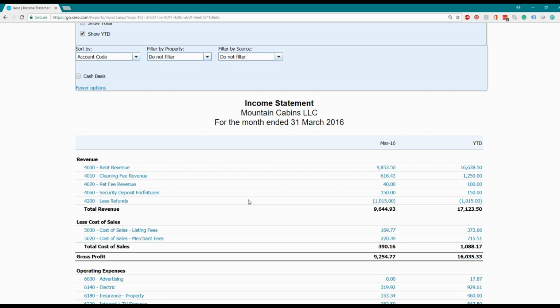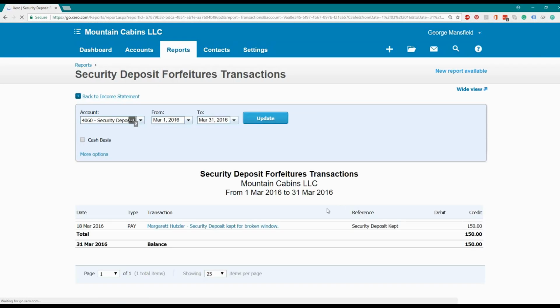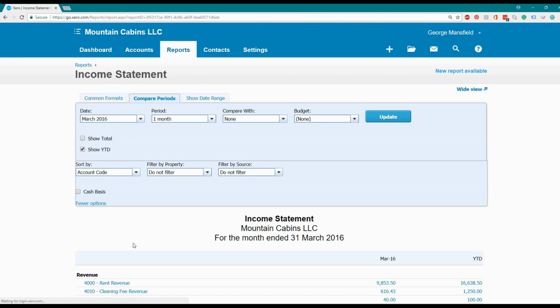All right, well, again, if we're not sure about something, we can always click on it and get more details. And here we will see, all right, Margaret Hutzler, security deposit kept for broken window. Oh yeah, and then you might remember, I remember she broke that window and we kept 150 of her security deposit. All right, when you keep someone's security deposit, then that does become income, and it has to show up here in the income statement. So that's what that category would be.